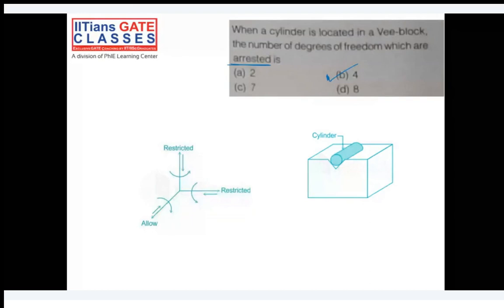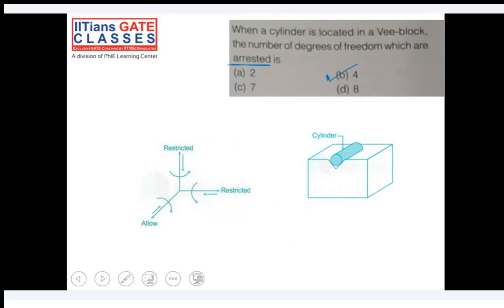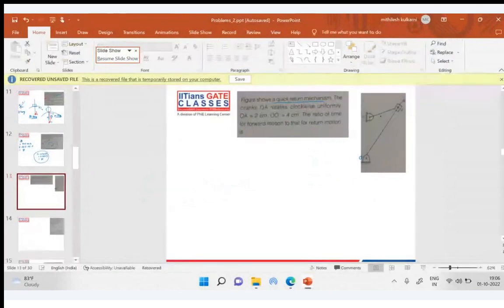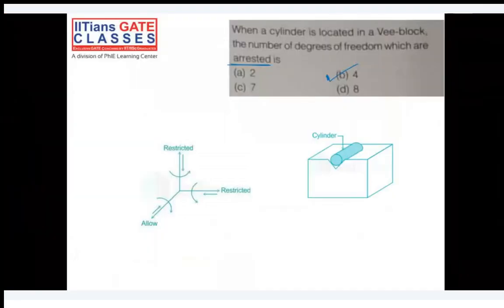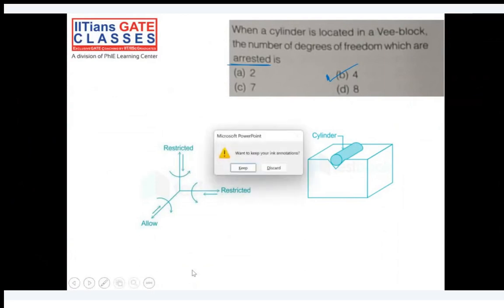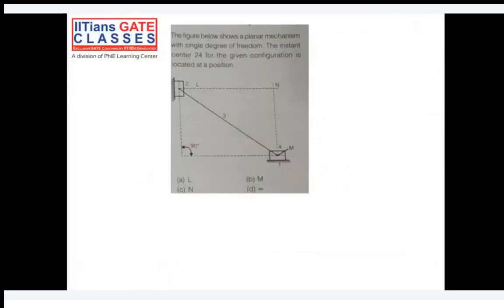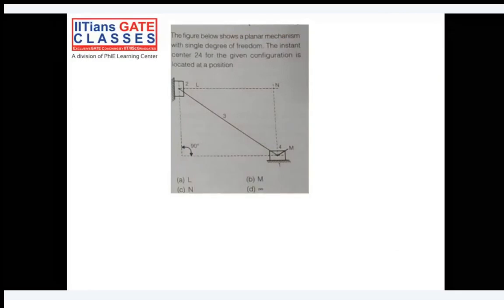Next question. Take this question. Can you tell me which inversion and what kind of arrangement this is? Which mechanism?